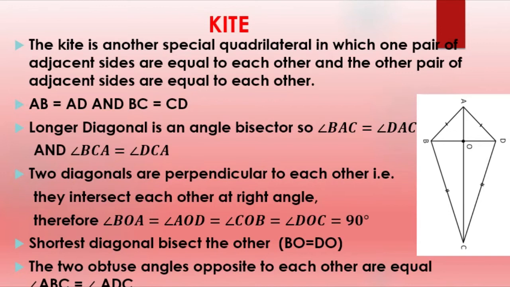The two obtuse angles opposite to each other are equal. Another property of a kite is that the two obtuse angles which are opposite to each other will be equal. Which are the obtuse angles in the figure? Yes, angle ABC and angle ADC are two obtuse angles. They are equal. That is, angle ABC equal to angle ADC. These are the properties of the quadrilateral kite.